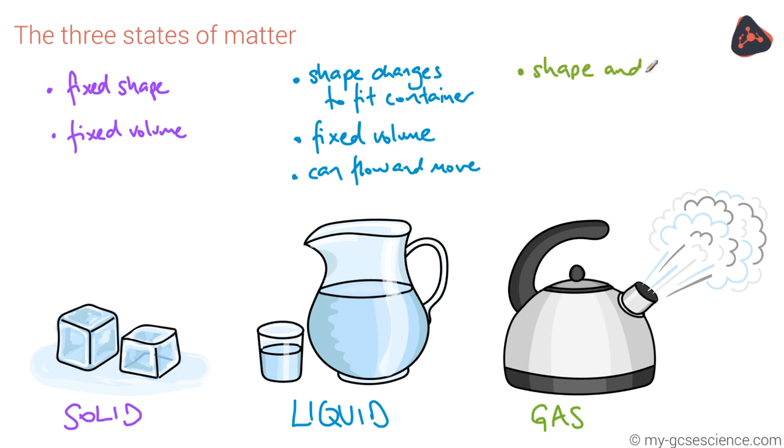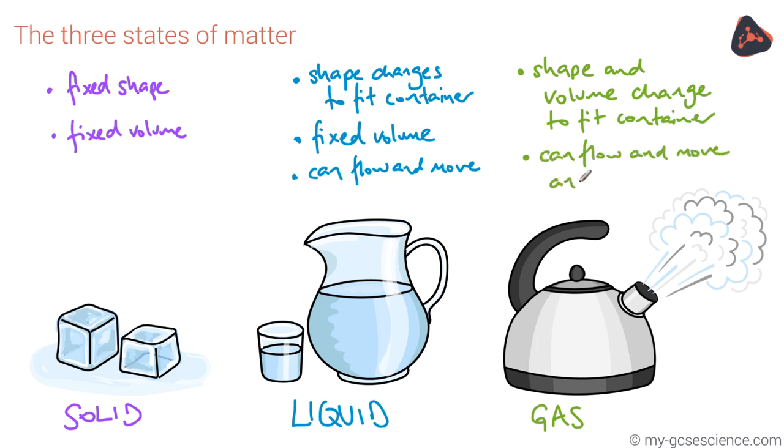The volume will change to fit their container. They can be compressed to become smaller in a small container or high pressure, and they can be expanded or released and will take up more space. The shape of a gas will change to suit its container, and gases, like liquids, can flow and move.